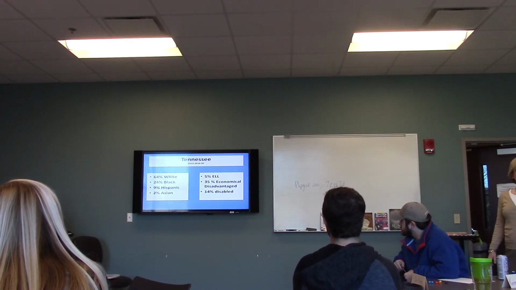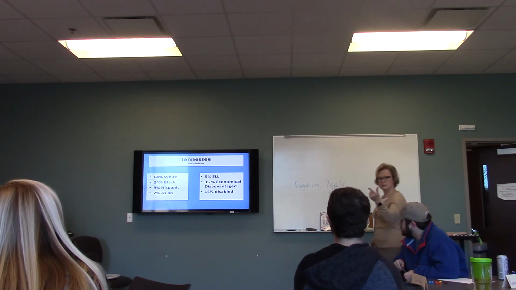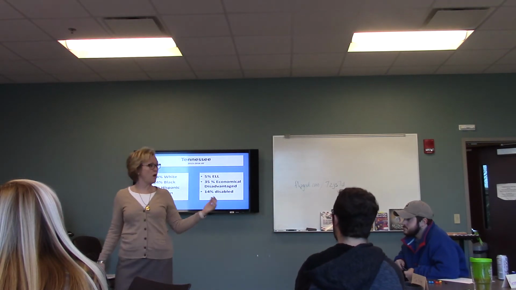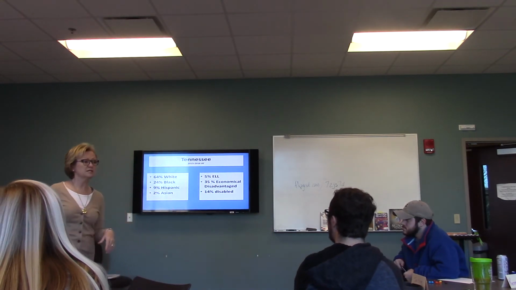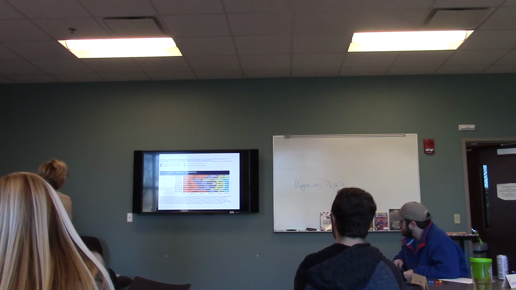How do we determine economic disadvantage? Do you have an idea what it's based on? Is it the poverty line, or is it just free and reduced? It's free and reduced lunch. So if students qualify for free and reduced lunch, then we say that they are low economic status, and that's the measuring point for that.